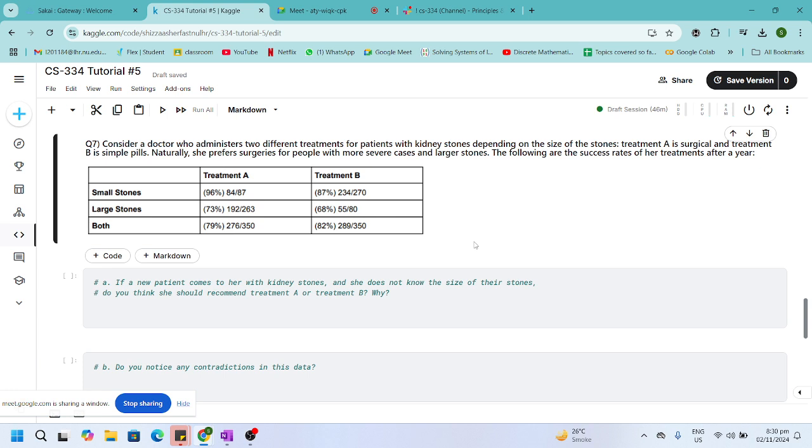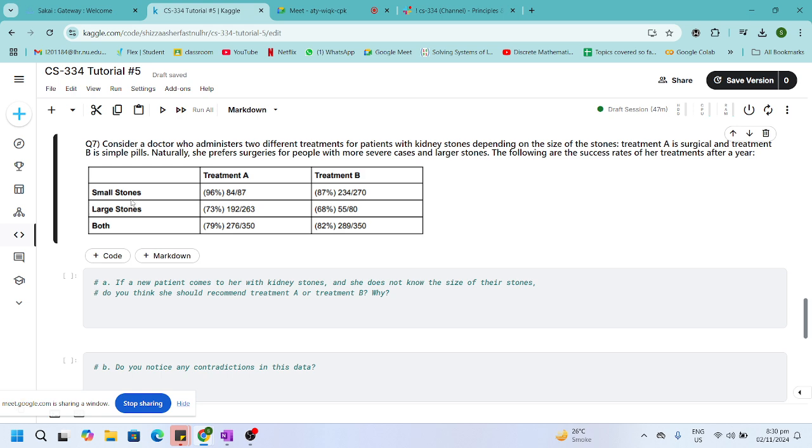It means that the size of the stones also has an impact on the rate of success, on whether the treatment is successful or not. And at the same time, the treatment selected also has an impact on whether the treatment is successful or not, on whether the patient makes a recovery. All right, anyway, let's observe.